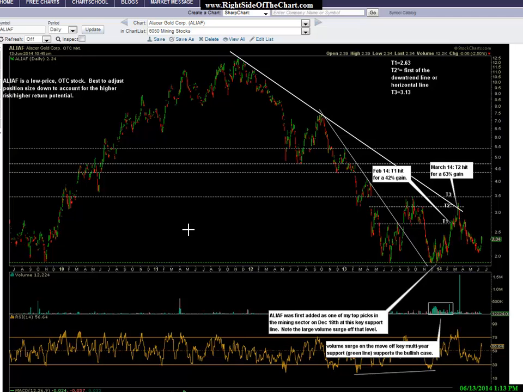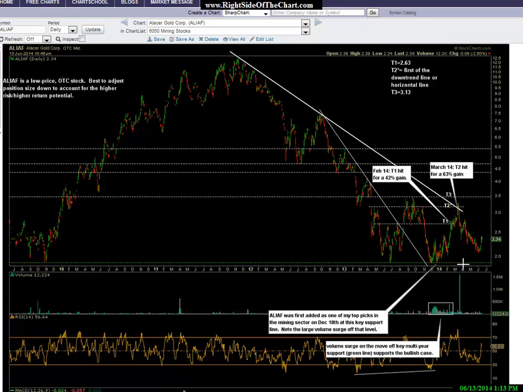This is ALIAF. This has been a trade since late December, early January. It was posted on the live chart link page, and there's still a link to this trade there. As I mentioned at the time, this is a low-priced, over-the-counter stock, so be careful with your position sizing. It's going to be volatile.